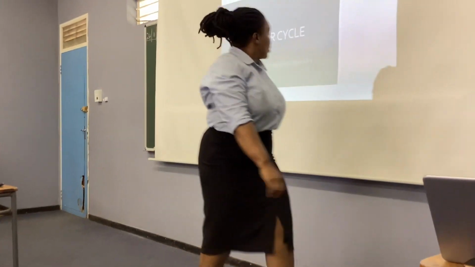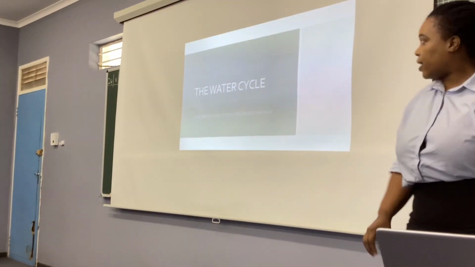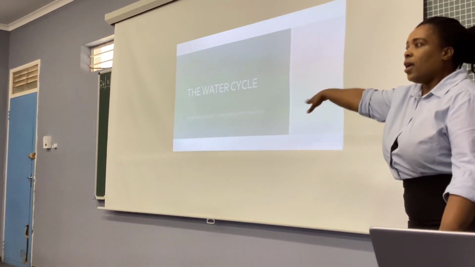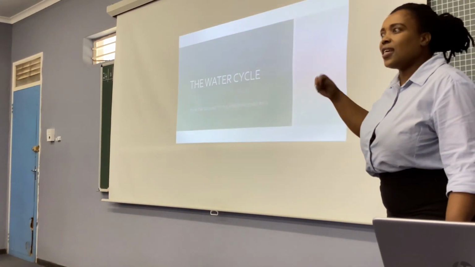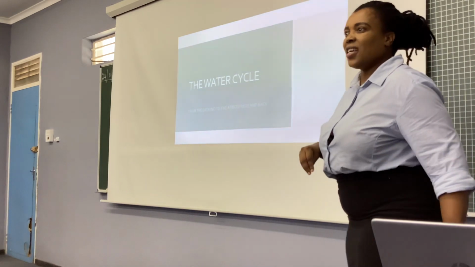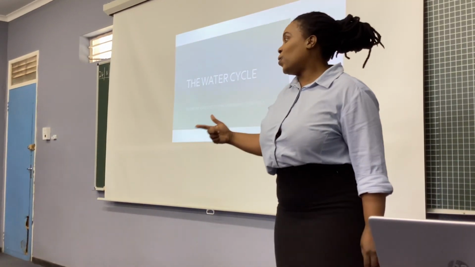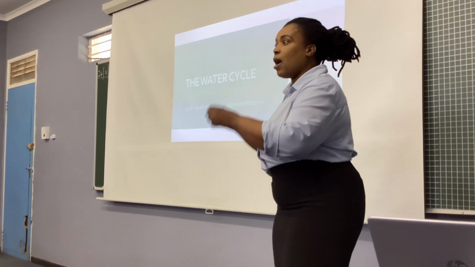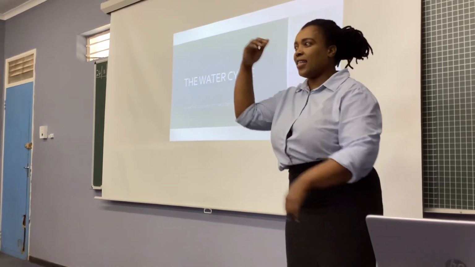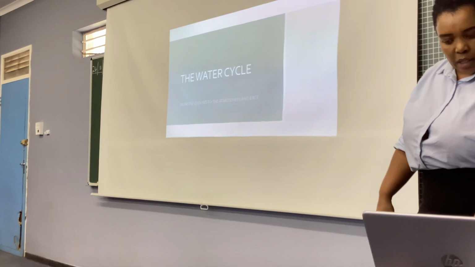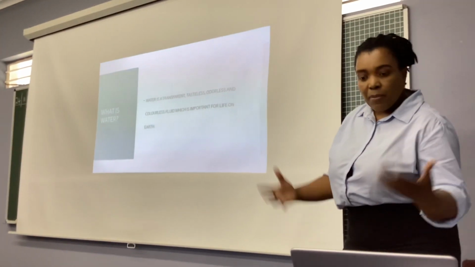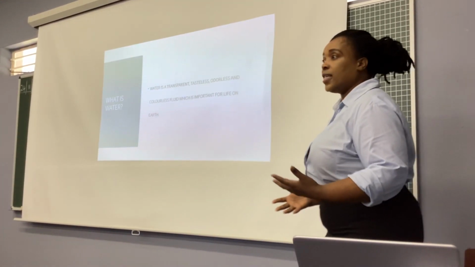All right. So, the water cycle, if you read from the bottom, it says there, from the ground to the atmosphere and back, right? Which means this is the journey that the water is going to take from the ground to the atmosphere and then back again into the ground, all right? Now, let's start off by defining what water is.